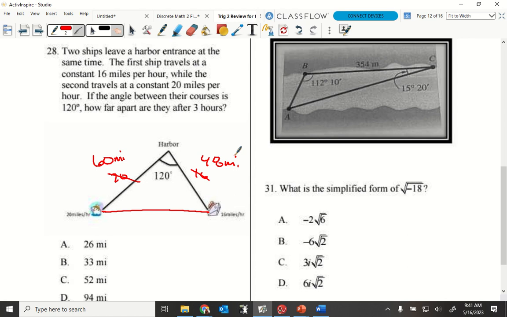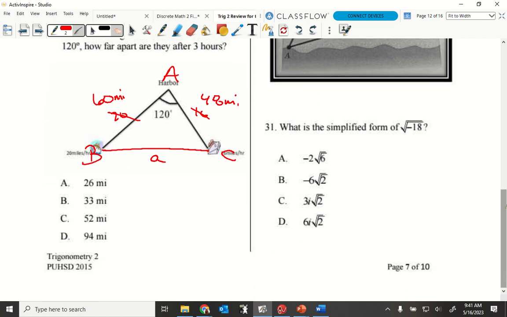Now I'm going to label it ABC because that makes life easier. Capital A, capital B, capital C. That means I would be looking for little a using the law of cosine. I'm labeling this so I can use law of cosine, because my law of cosine uses letters.